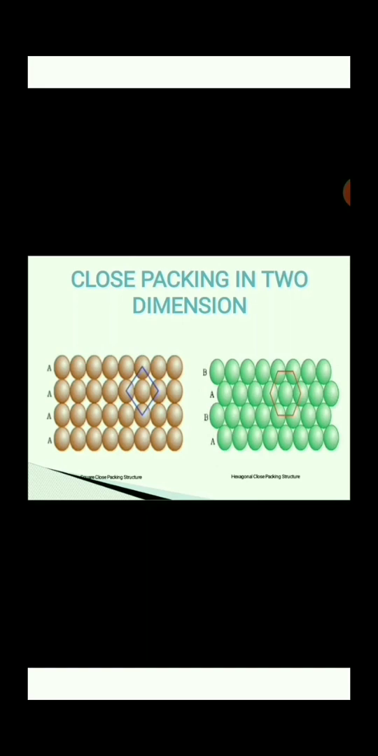In the second one, the sphere in the second row are placed in the depression of the first row, as shown in the figure. In this, the coordination number is 6, as one atom is surrounded by 6 other atoms or sphere. And on joining the center of the 6 spheres touching a particular sphere, a hexagon is formed. Therefore, it is known as hexagonal close packing structure.